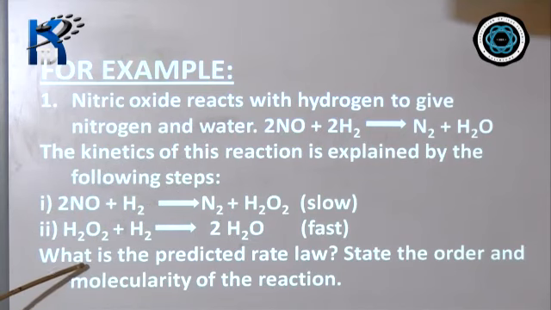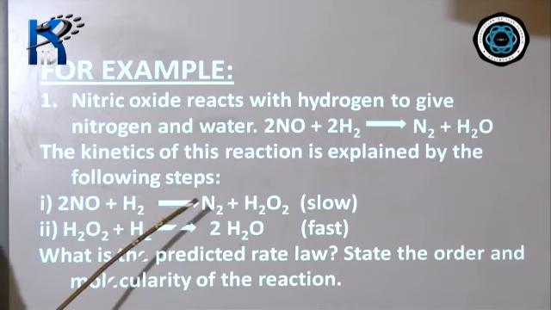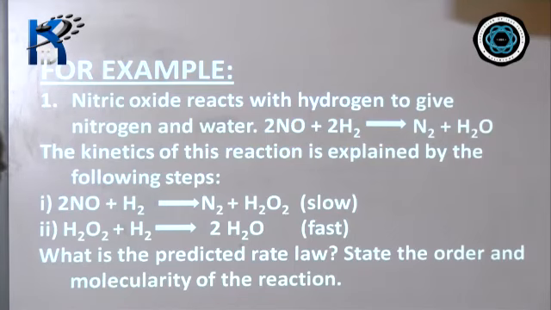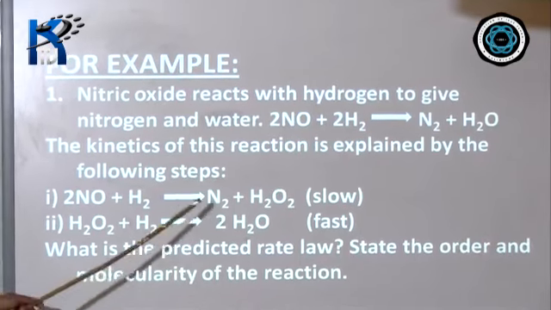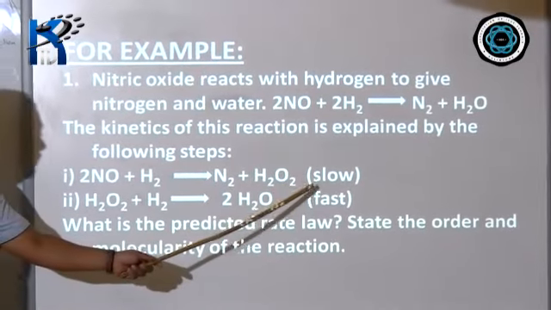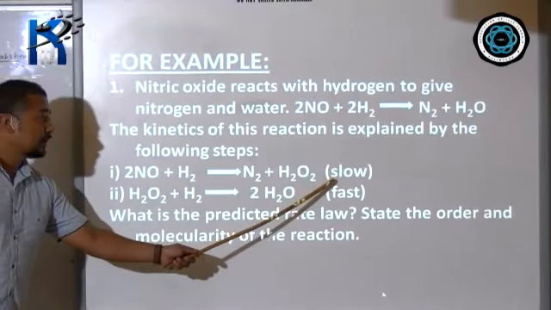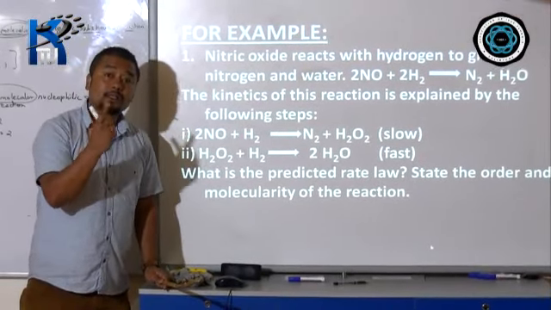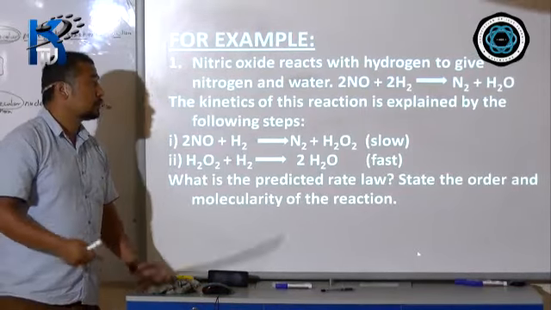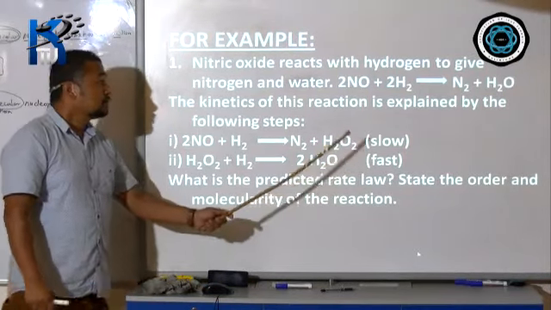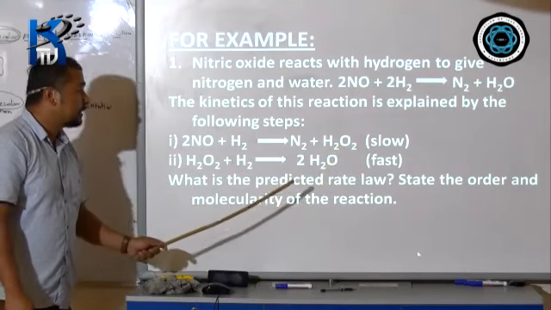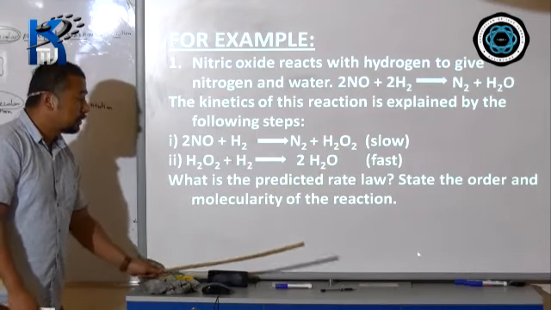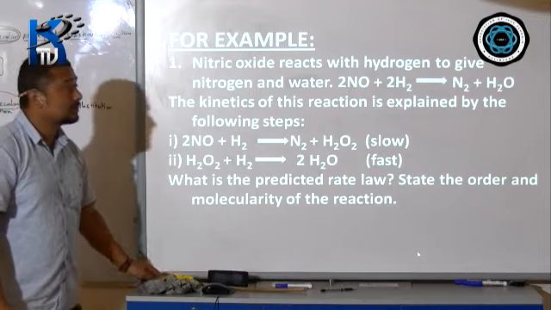Now the question is saying, what is the predicted rate law? State the order and molecularity of the reaction, the question is saying. And if this question comes, it will be mentioned in the question paper in the bracket of multi-steps, slow and fast will be written. But the slow step will be only 1. The fast step can be more than 1, but the slow step will be only 1. So do remember, now these 2 are mentioned to you. Now we have to determine the rate law, order and molecularity. Now let us see how to find this.